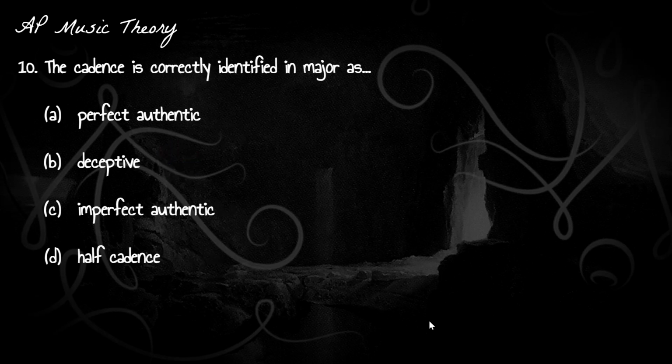Question 10. The cadence is correctly identified in minor as A. Perfect authentic, B. Deceptive, C. Imperfect authentic, or D. Half cadence. Let's listen.